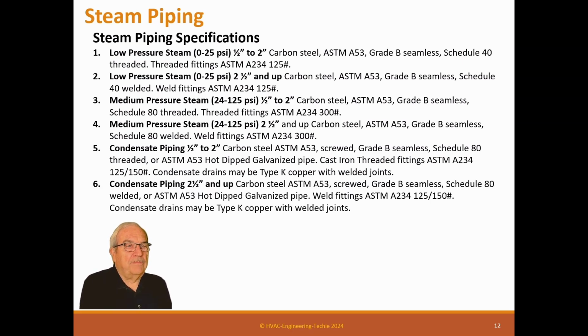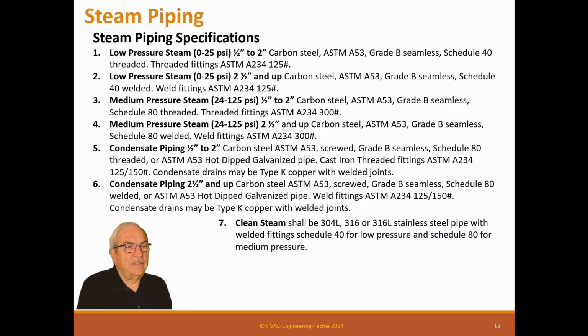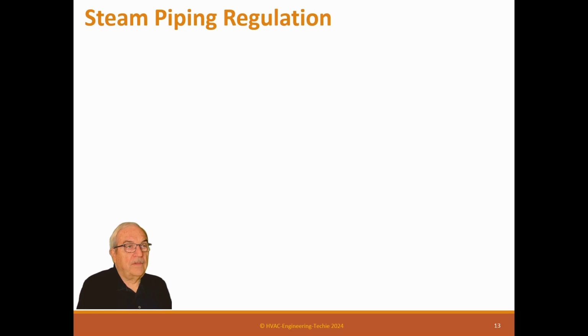And 2.5 inch up can be carbon steel A53 screwed grade B seamless, schedule 80 welded, or ASTM A53 hot dipped galvanized pipe, or welded fittings with 125 to 150 pound condensate drains may be type copper with welded joints. We don't normally do copper 2.5 inch above because of cost, but you can do that. Clean steam should be 304L or 316 or 316L stainless steel pipe with welded fittings, schedule 40. Lower pressure at schedule 80 for medium pressure on clean steam. Remember, there's no condensate on clean steam.